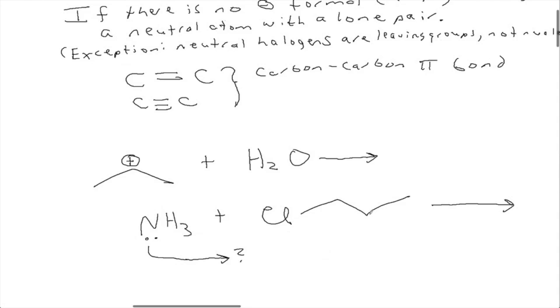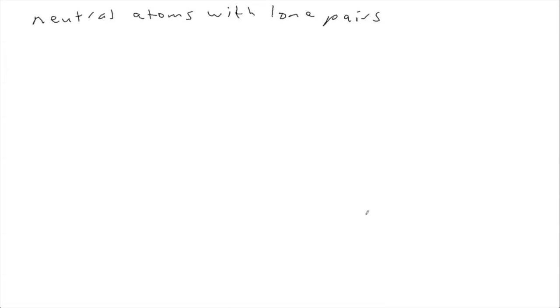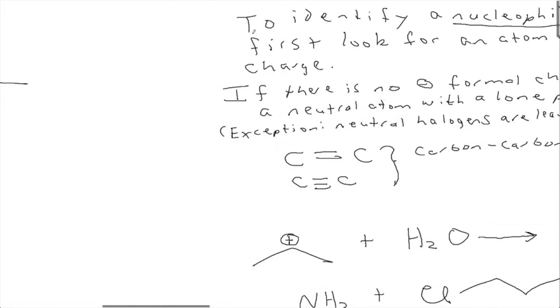Does this carbon have a lone pair? No. So neutral carbons don't have lone pairs, do they? No. On the other hand, does a neutral nitrogen have a lone pair? Yeah, it has one lone pair, like we just saw. And does a neutral oxygen have a lone pair? Yeah, like we just saw, like in water.